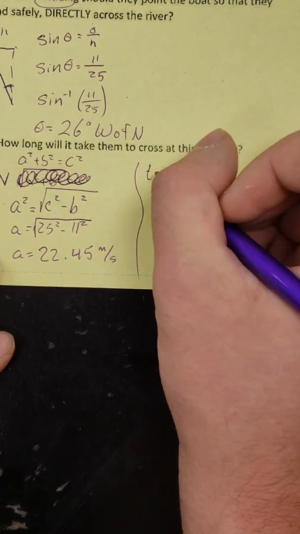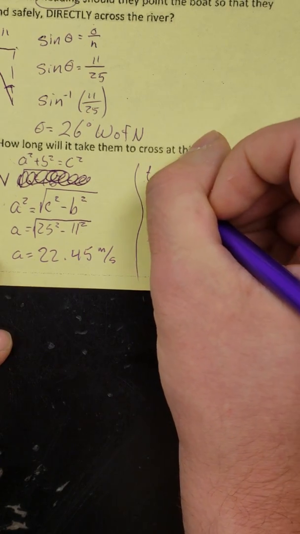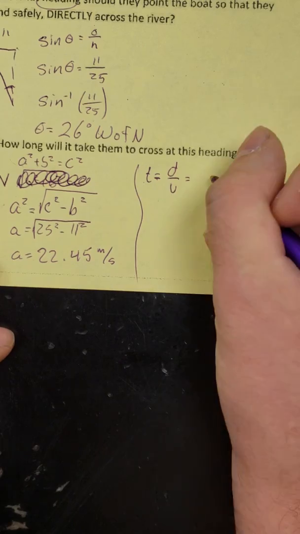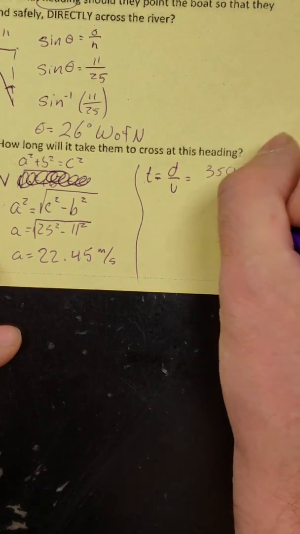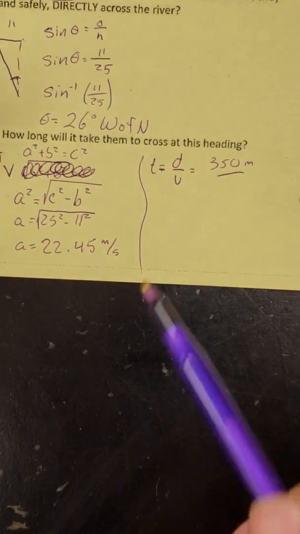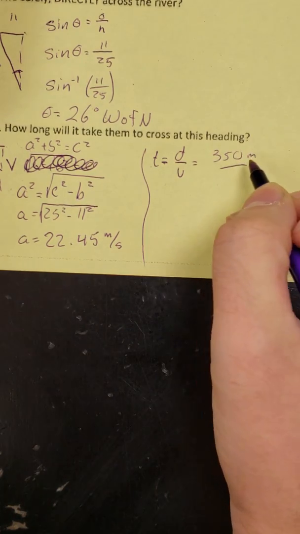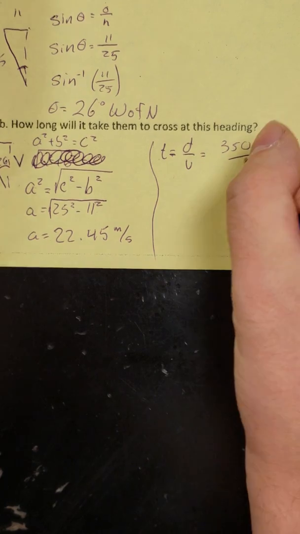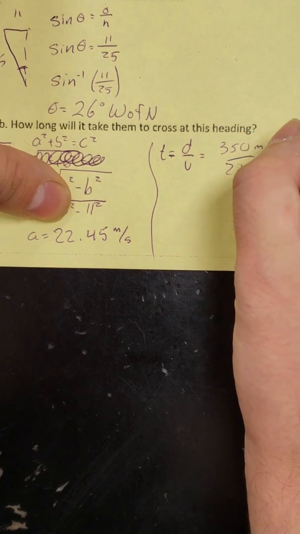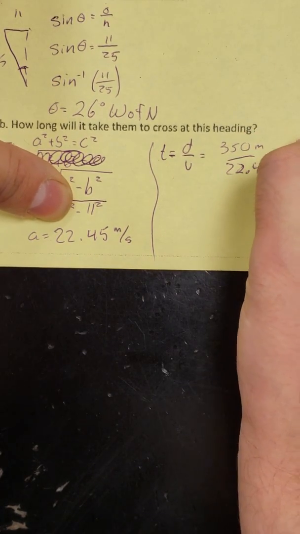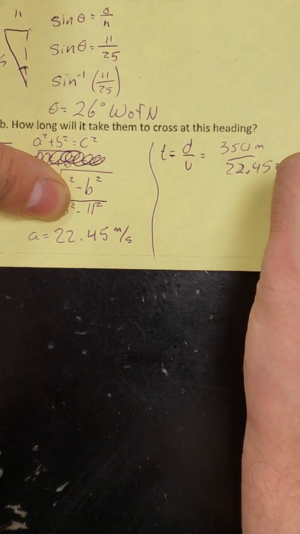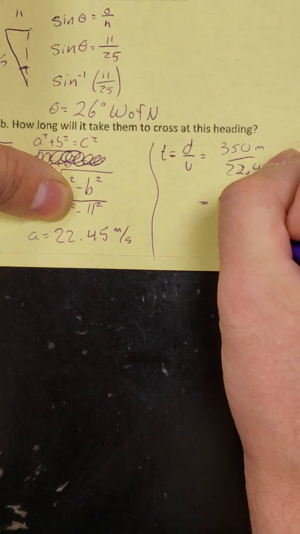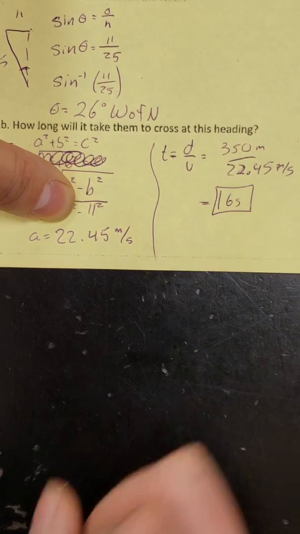So now we know their speed going directly north, and then again how long will it take, so we're using time equals distance over velocity. Our distance is 350 meters. That hasn't changed. So we're taking our distance, which is 350 meters, divided by our velocity, which is 22.45 meters per second. And so we should get somewhere right around 16 seconds.